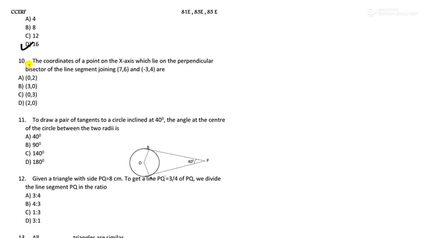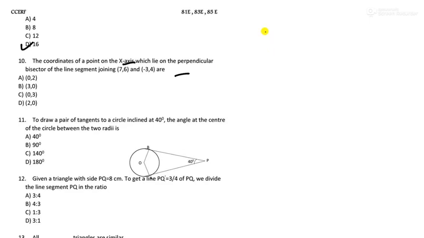Okay. Next question, that is question number 10. The coordinates of a point on x-axis which lie perpendicular to the bisector of the line segment joining 7, 6 and minus 3, 4 are dash. Okay, even this is a very interesting question. You have to understand this first, what they have given.